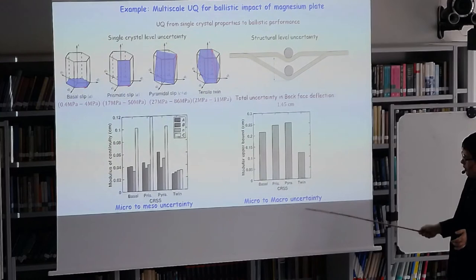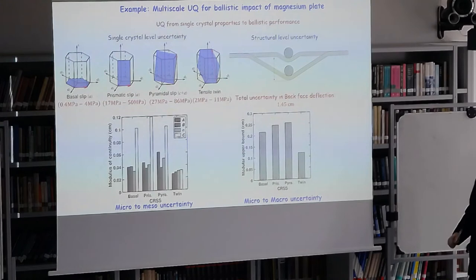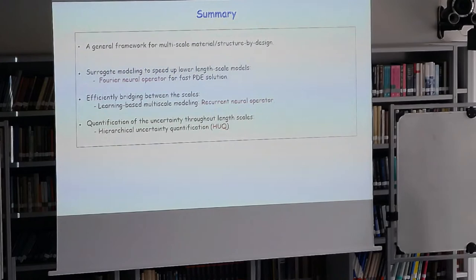And we're saying that here it seems like the uncertainties on pyramidal slip, which is a single grain feature again, affect mostly our structure-level uncertainty. And with this, I'd like to stop and give a summary of my talk today.